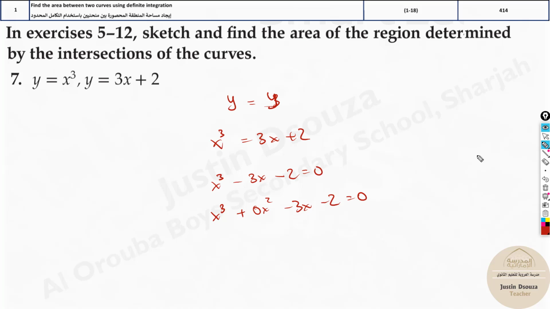Why I'm writing like this is, sometimes I only get confused. Okay, if I don't write this, I'll just take 1 minus 3 minus 2. And that's an error. You should know that there is a 0 over here. So it's better to write all the degrees and include the 0.